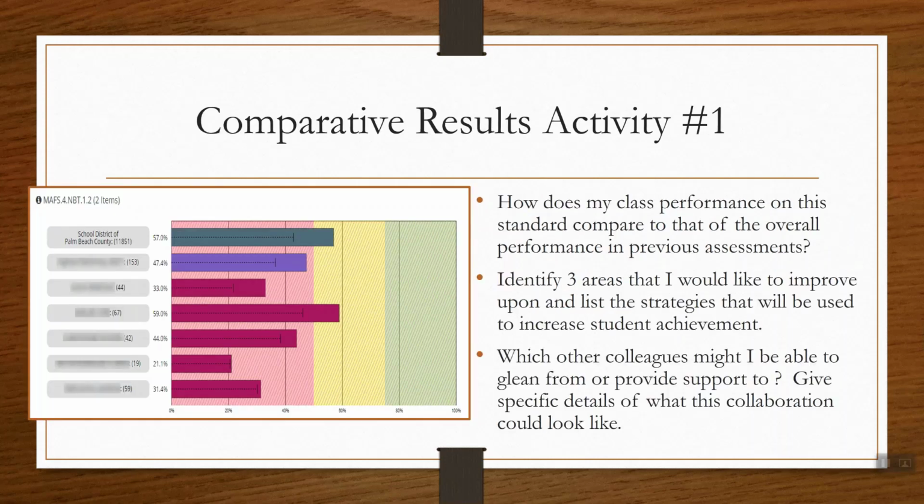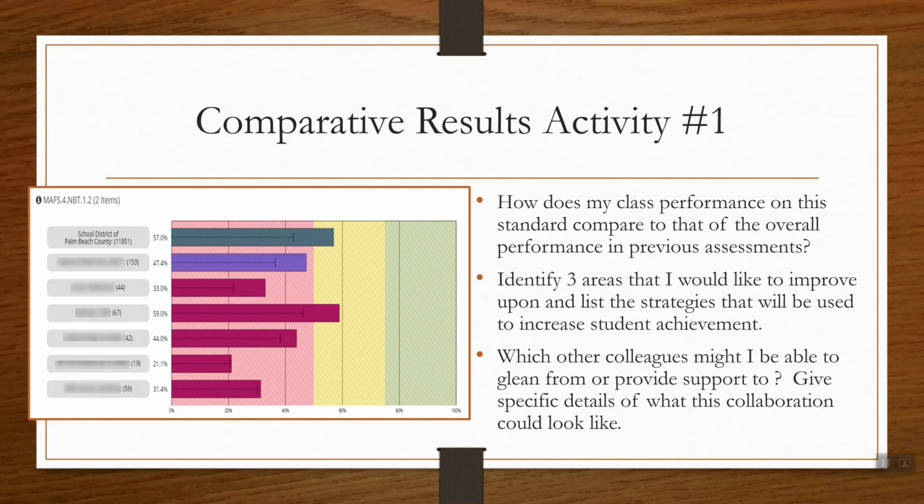The student item analysis report is a great report for teachers, but the comparative results report can help teachers prevent from having tunnel vision. By seeing the successes of others, teachers can strive for more and see that students can succeed. In this comparative results activity, we're taking a look at how the teachers did by standard compared to the school and compared to the district.